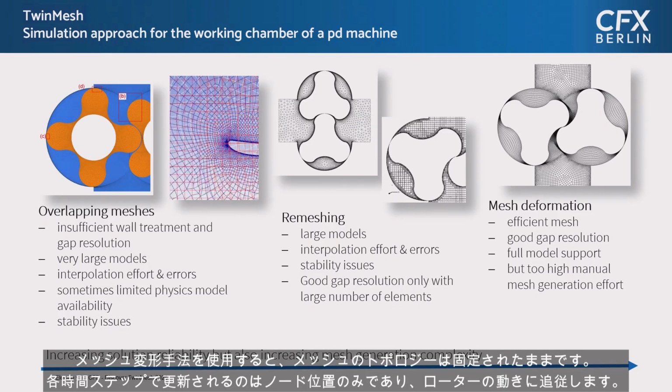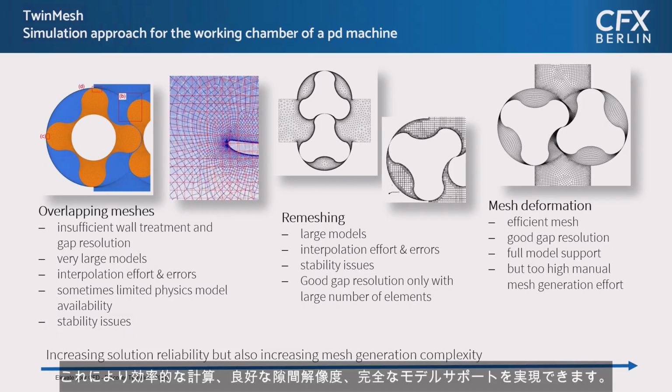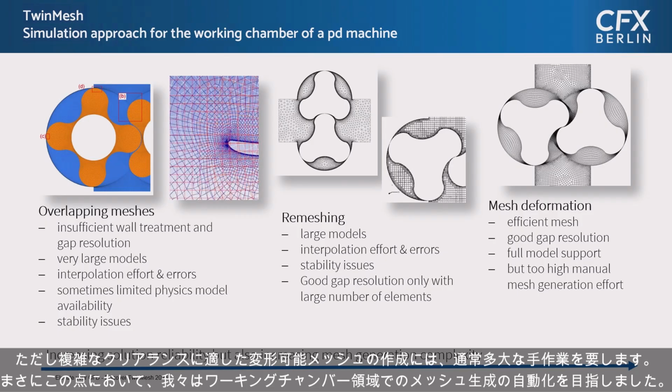Using mesh deformation, the mesh topology remains fixed. Only the node positions are updated at each time step to follow the rotor motion. This can deliver efficient calculations, good gap resolution, and full model support. However, creating a suitable deformable mesh for complex clearances typically demands significant manual effort. This is precisely where TwinMesh helps by automating working chamber meshing.